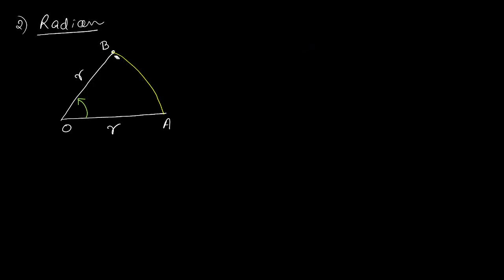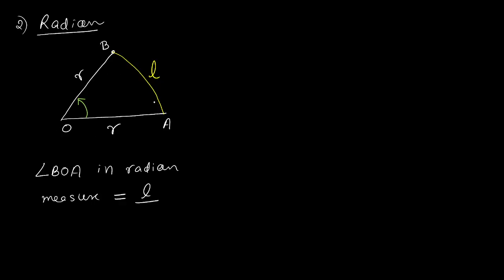Suppose I measured the length of the arc. Suppose it is L. The length of the arc is L. Then I am going to define radian measure. Then angle BOA in radian measure, not in degree measure. I am defining radian in this way. Angle BOA, you can see an angle here. Angle BOA in radian measure is defined as the arc length divided by the radius.